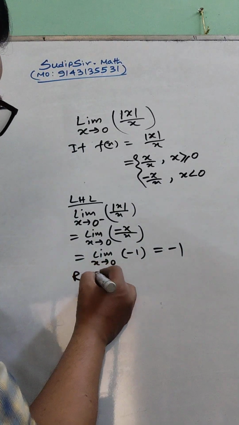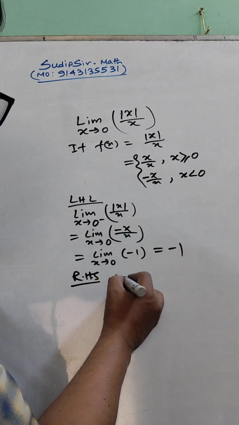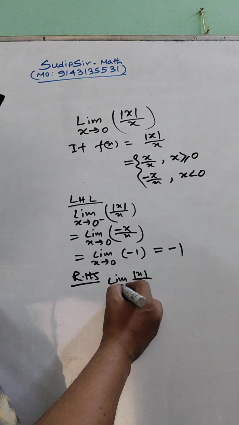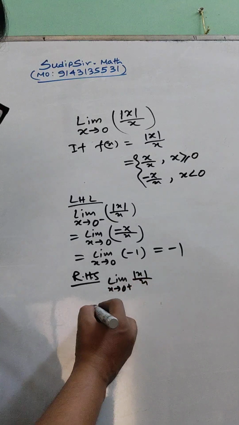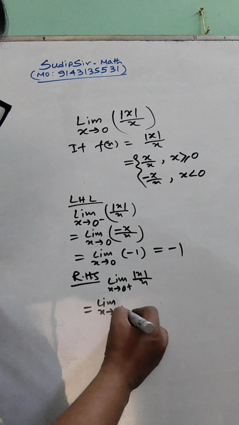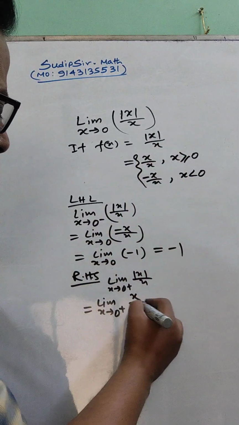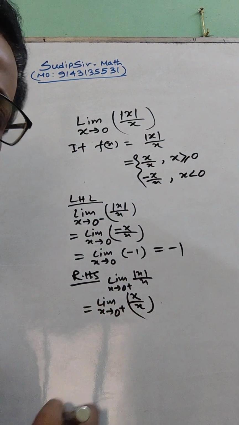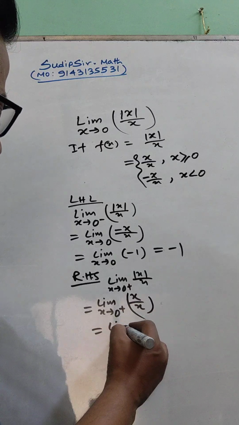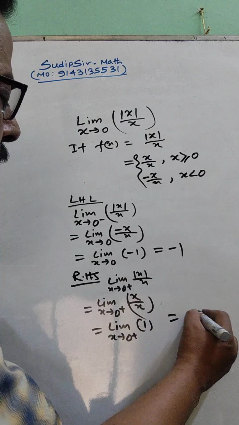Now RHL, limit of mod x by x, x tends to 0 plus. For x tends to 0 plus, mod x is x. So mod x by x is x by x, and limit x tends to 0 plus, this will be 1.